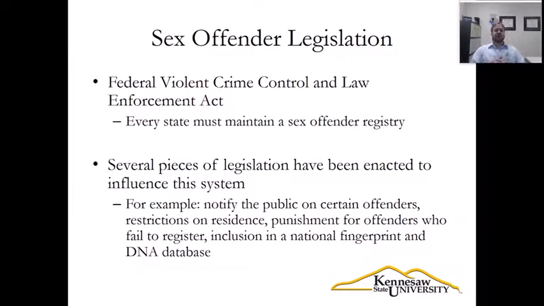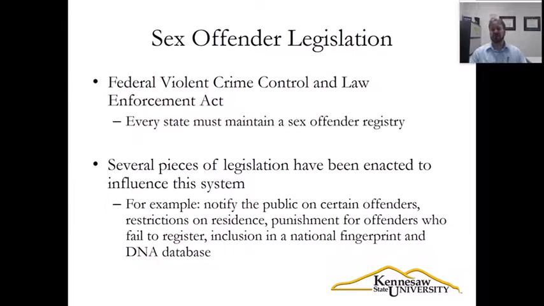So, as we talk about policies, one of the big ones that we're going to talk about this week is going to be sex offender legislation. There have been violent crime control and law enforcement acts requiring that every state must maintain a sex offender registry, for those of you that don't know. Several pieces of legislation have also been enacted to influence this system: notifying the public on certain offenders, restrictions on residences, punishment for offenders who fail to register, things like that.